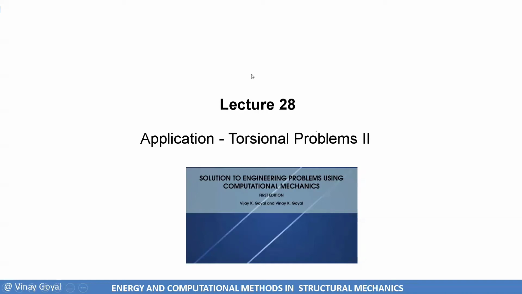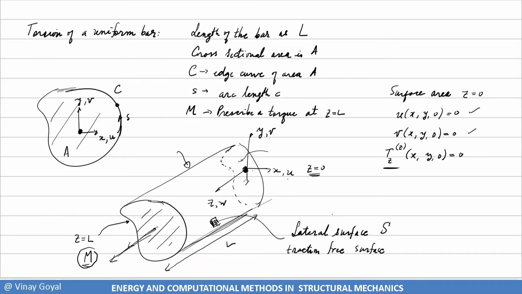Welcome to lecture 28. We'll be covering application. So we'll be looking at torsional problems again. We looked at it before and we considered a torsional bar, or bar that's subjected to a torsional load.